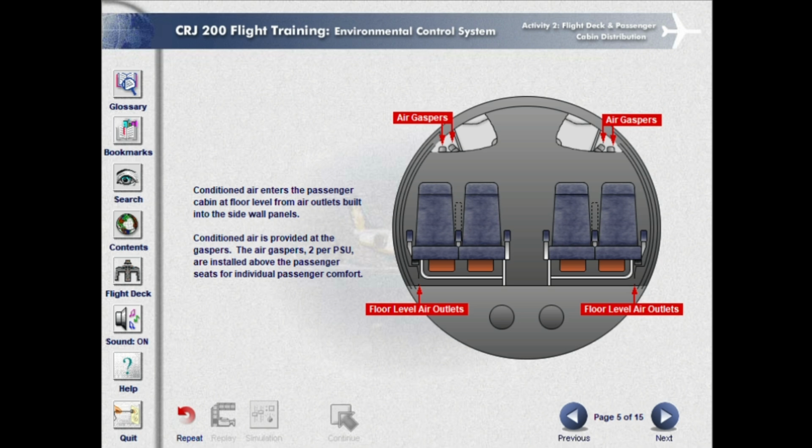Conditioned air enters the passenger cabin at floor level from air outlets built into the sidewall panels. Conditioned air is provided at the gaspers. The air gaspers, 2 per PSU, are installed above the passenger seats for individual passenger comfort.